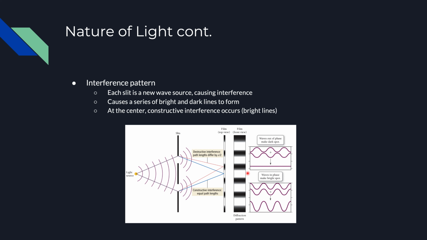And here is something that explains why this happens. As you can see, they cancel out, which means there's an absence of light. And as you can see, they add up together, which means that the light intensity is increased. As we've said before, intensity of the light is related to the amplitude.